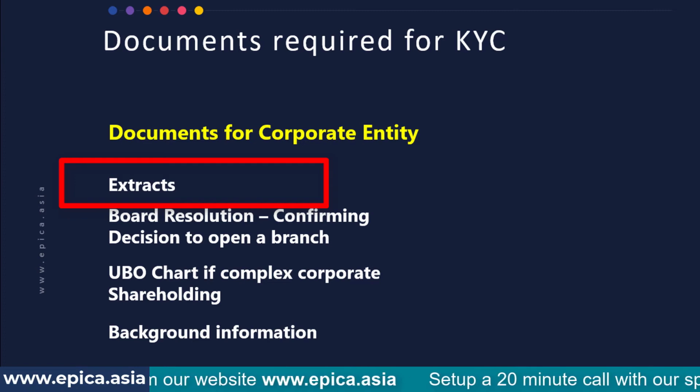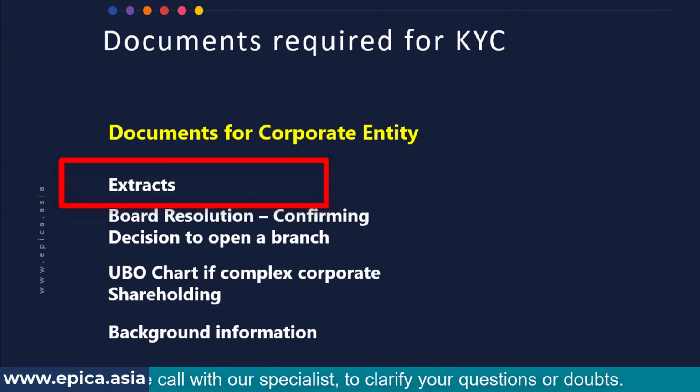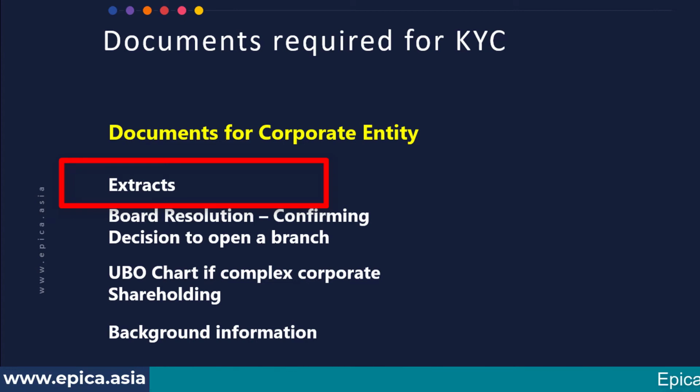This document should be obtained from there, and it should mention the name of the company, registered address, incorporation date, activities, details of the current directors of the company, and details of the current shareholders of the company. So giving just a certificate of incorporation is not enough. These extracts will be required.